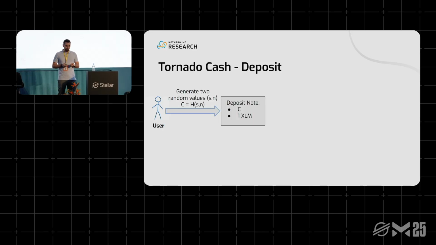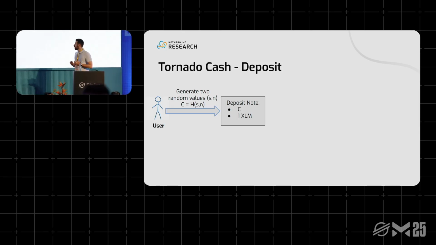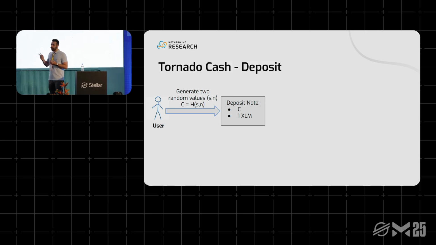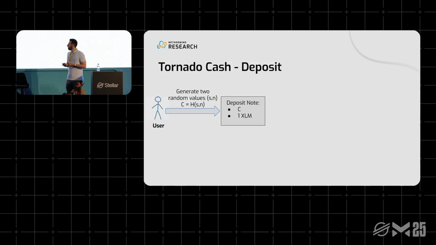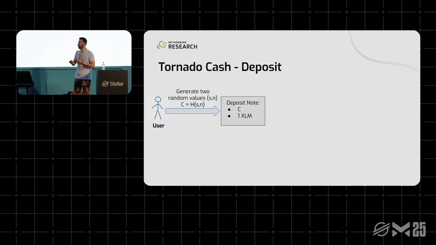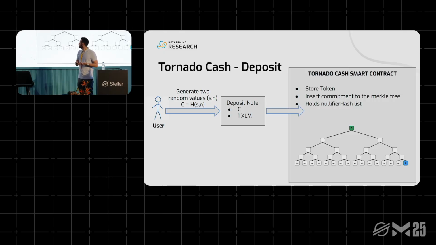The first thing you have to do for Tornado Cash is actually derive 2 random values. This is going to be the secret, S, and the nullifier, N. You need to commit these values by hashing them and derive C as a commitment. Then you create one deposit node, let's call it with C and some token value. Let's say we want to deposit 1 XLM. We derive this deposit node, and we send it into the Tornado Cash contract.